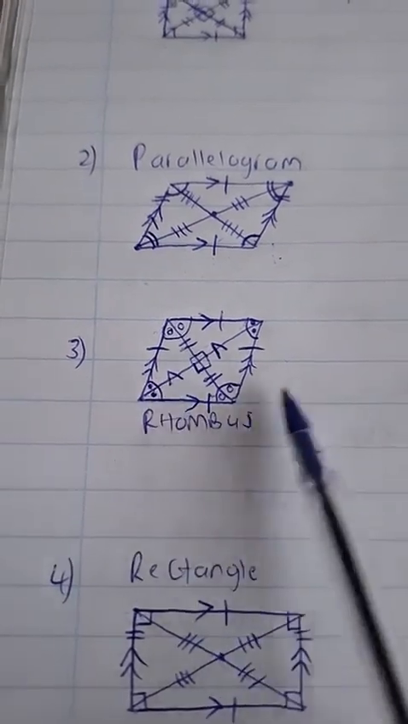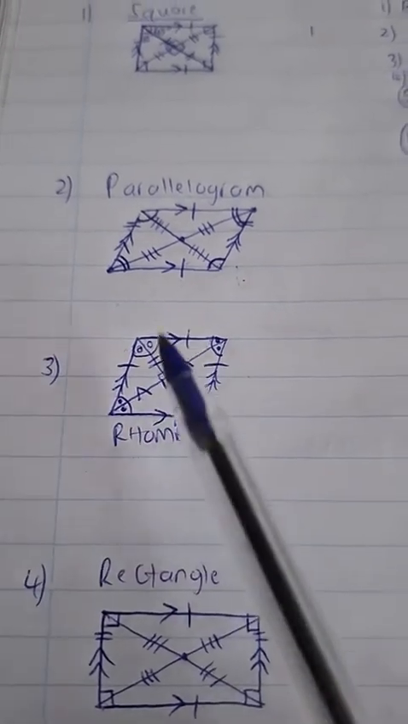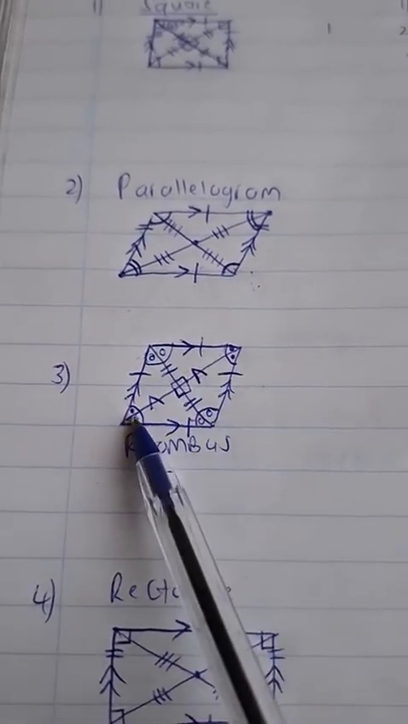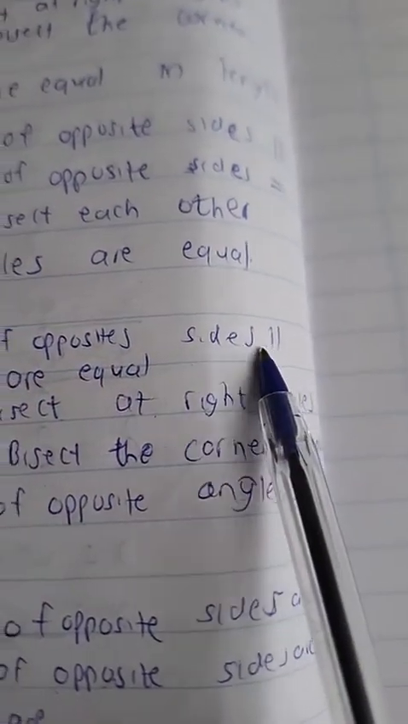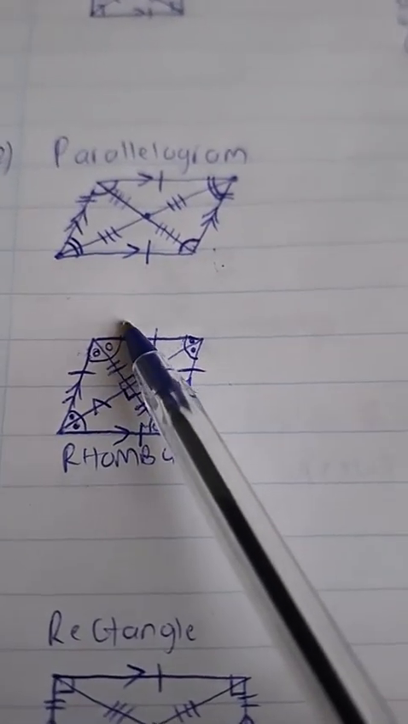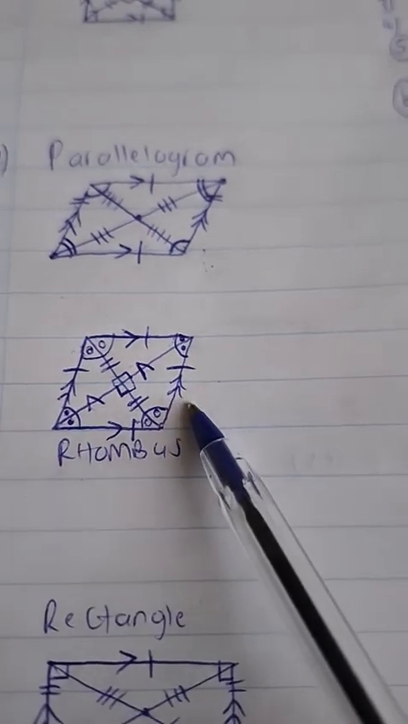Then thirdly, the rhombus. Okay, the rhombus. What is it about the rhombus that makes it unique? So a rhombus has both pairs of opposite sides parallel. Okay, that's the first thing. So this side is parallel to that one, that side is parallel to that one.